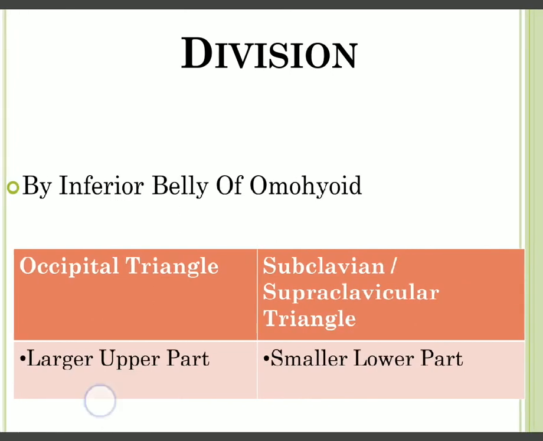Now this posterior triangle of the neck is divided into two parts, and that division is made possible by one of the infrahyoid group of muscles, that is the omohyoid, which we will also study in detail. But this muscle basically has two bellies, that is superior belly and inferior belly. So the inferior belly divides the posterior triangle into two parts.